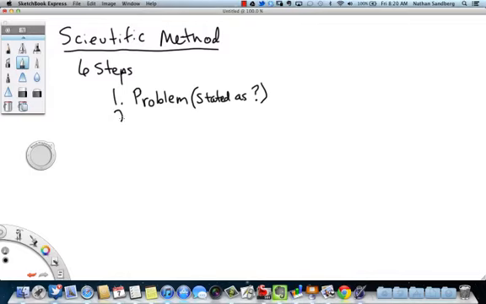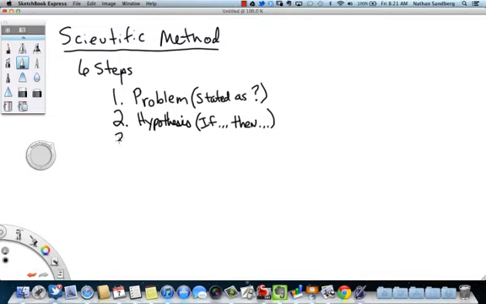Step 2 of the scientific method is the hypothesis. Okay, and the hypothesis is usually stated as an if-then statement. For example, if I do this, then this will happen. If, then statement. Okay? If I drive my car a lot, then eventually I will run out of gas. If then. That's a hypothesis. Okay? That's the second step. So first step is problem, second step is hypothesis.